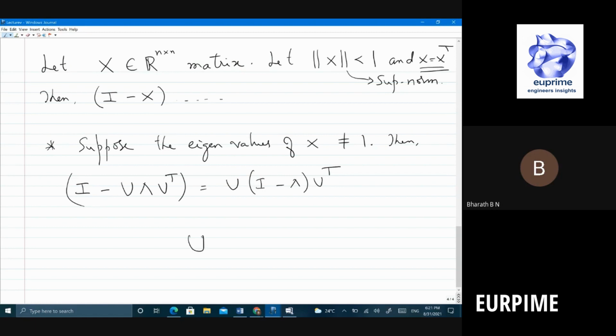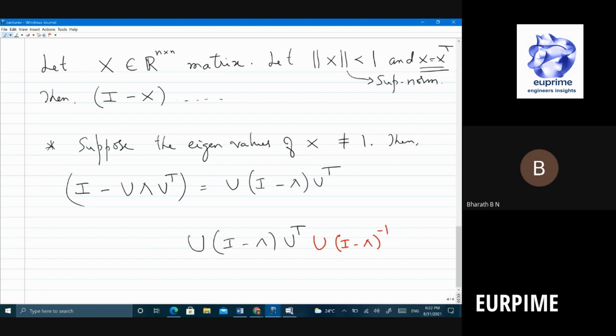I take I minus lambda u transpose. What do you think is the inverse of this? First, I'll multiply by u transpose. Okay, I'll do that to the other side. Maybe I'll use a different color. I'll multiply by u. U transpose u will give me identity, right? I'll have I minus lambda. I have to cancel that. I have to do I minus lambda inverse.